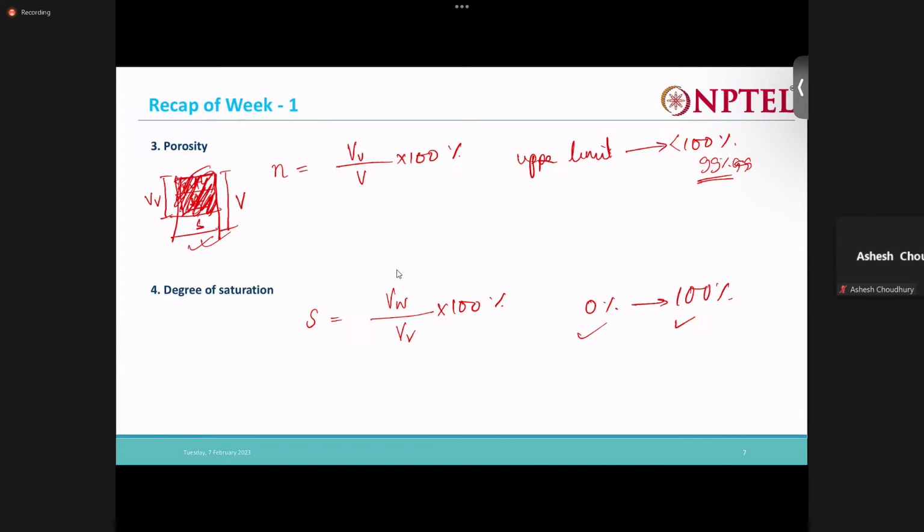So sometimes we will see that we call the soil completely saturated. It means that the percent of saturation is 100%. Okay, 100% means that all the voids are occupied by water. So the soil mass, the soil volume is completely saturated.